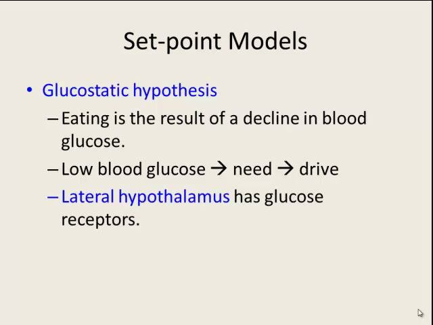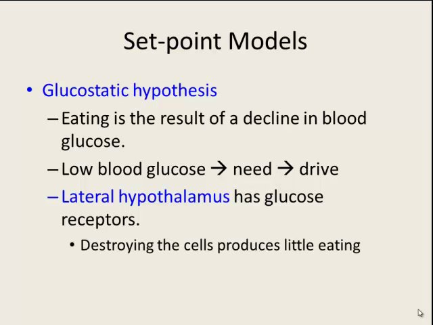Now, there are a few areas of the brain that have glucodetectors, cells that detect glucose. One of the most prevalent areas is the lateral hypothalamus. It has glucoreceptors on the cells. In other words, when the blood goes past, it detects how much glucose is in the blood and will send signals depending on those glucose molecules.